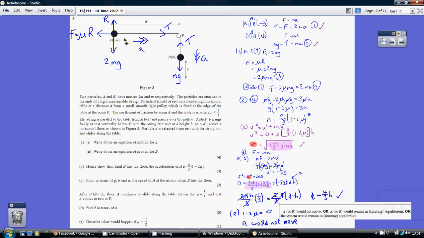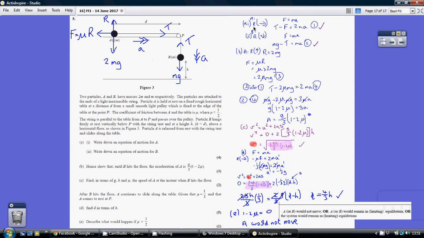It's obviously going to be accelerating left to right, and this one's going to be accelerating at the same rate downwards, and then B's got a weight of mg. And then remember the two tensions with the arrows pointing towards the pulley. So for part A, write down an expression of motion for A. So just looking at A and resolving left to right, using F equals ma as our starting point.